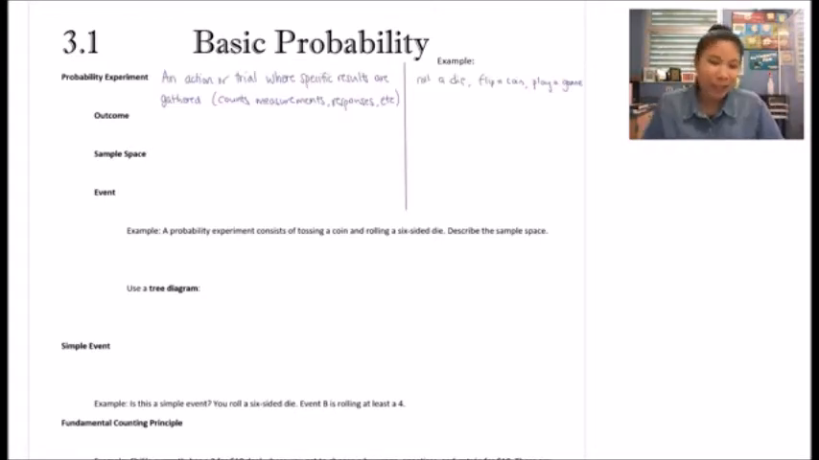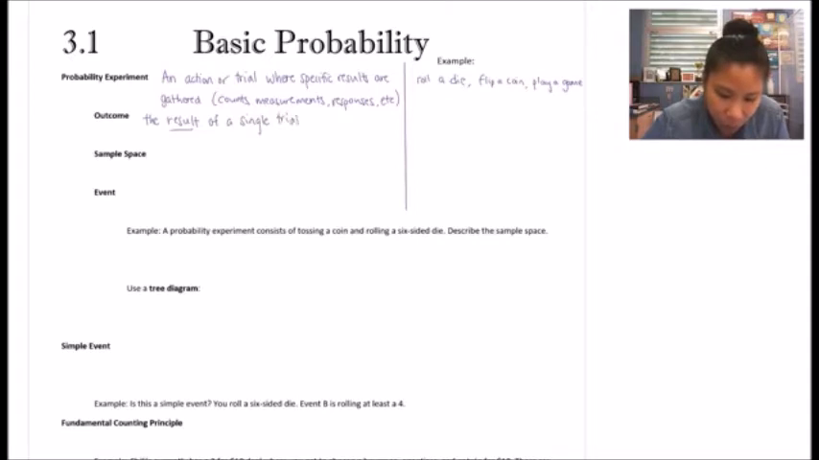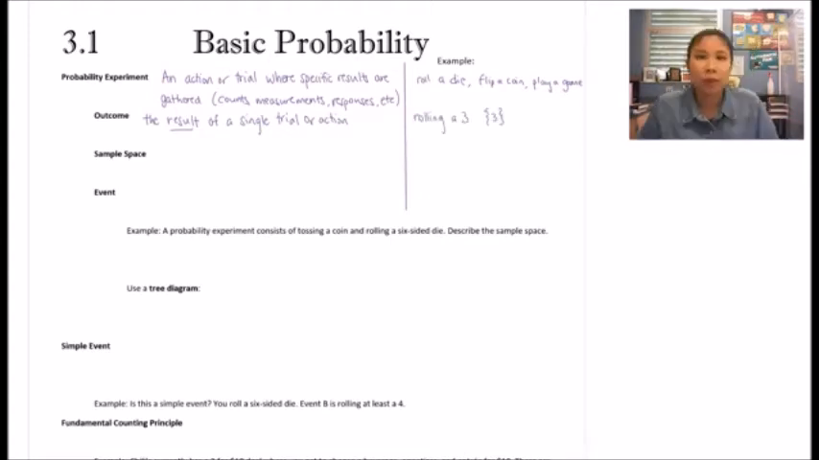The next vocabulary word is an outcome. Basically what happens, the result of something. So the result of a single trial or action. An example, if I were to roll a die, then an outcome could be rolling a 3. And sometimes you'll see outcomes written with these squiggly brackets, and it just shows people this is an outcome.